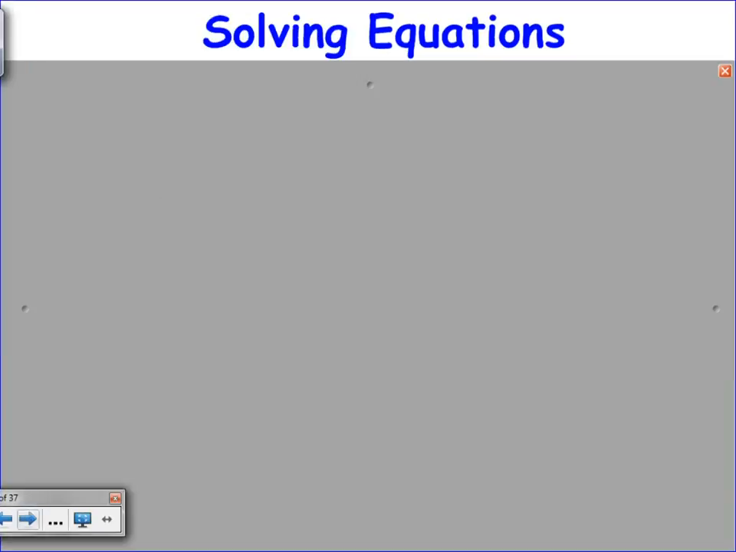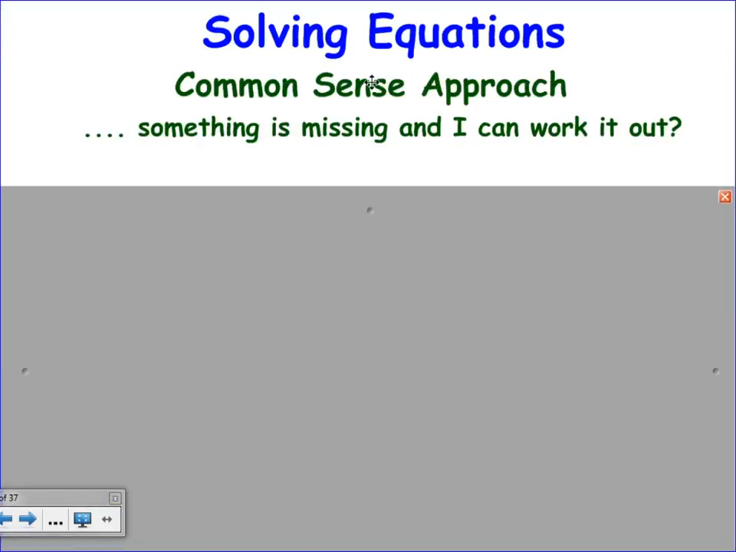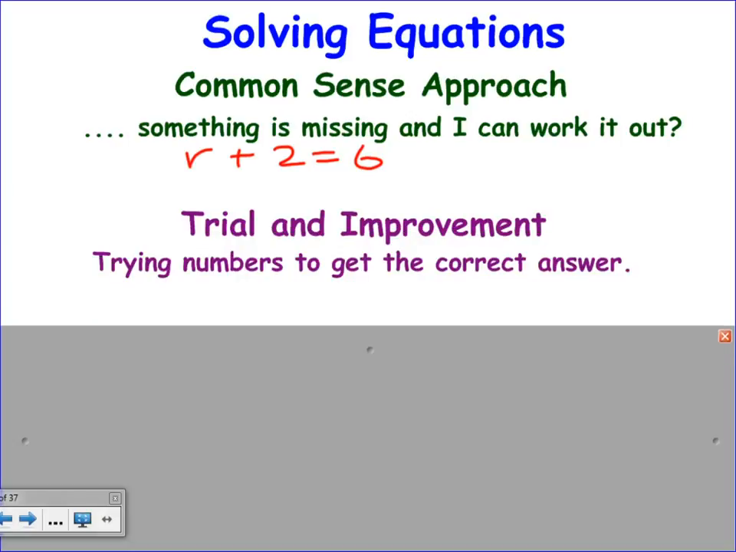Good. So there are 3 ways to solve this type of equation. The first type is usually a 1 marker, and it does what it says on the tin. And that is the common sense approach. So if I said to you, I don't know, r plus 2 equals 6, no brainer, what does r equal? 4. Don't need a calculator, it's common sense, isn't it? That's what we mean by the common sense approach.